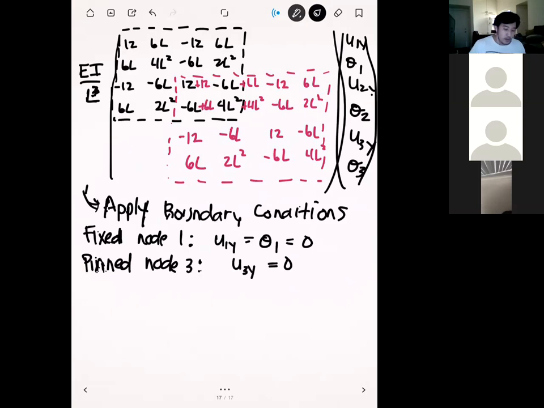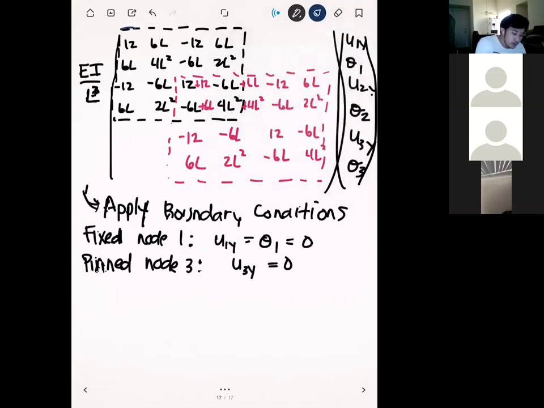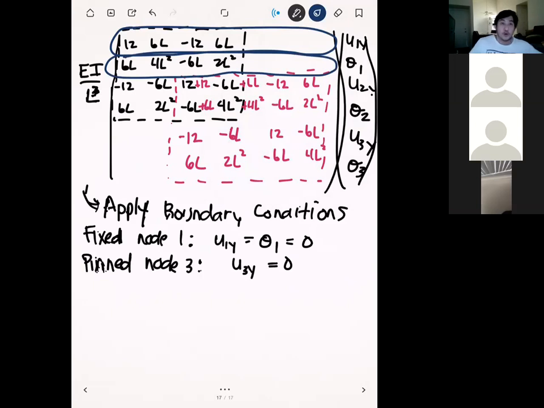What this means is that the rows in the matrix that we're going to modify are this one and this one, because those two rows correspond to the degrees of freedom U1y and theta 1. The other one is this one right here. We're going to replace those rows with a row of zeros with a 1 on the diagonal, and then put the corresponding 0 on the right-hand side.